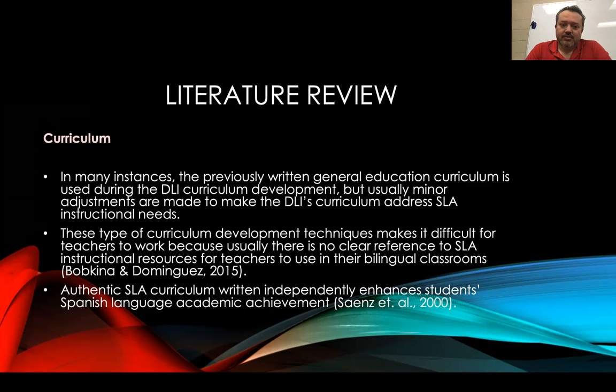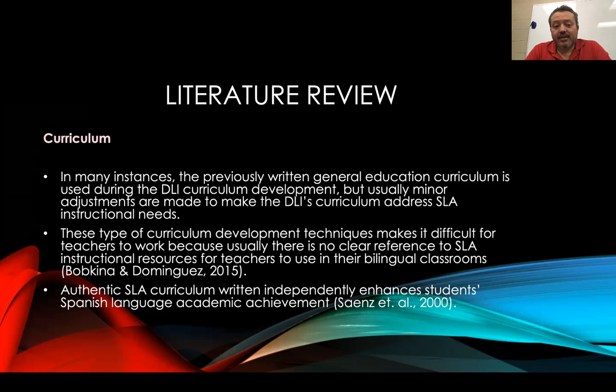These types of curriculum development techniques make it difficult for teachers, because usually there's no clear reference to SLAR, just to the general education curriculum documents. So there's no clear reference to the SLA instructional resources for teachers to use in the bilingual classroom. That was the case prior to me being in the role that I'm currently in, though not 100% of the time.